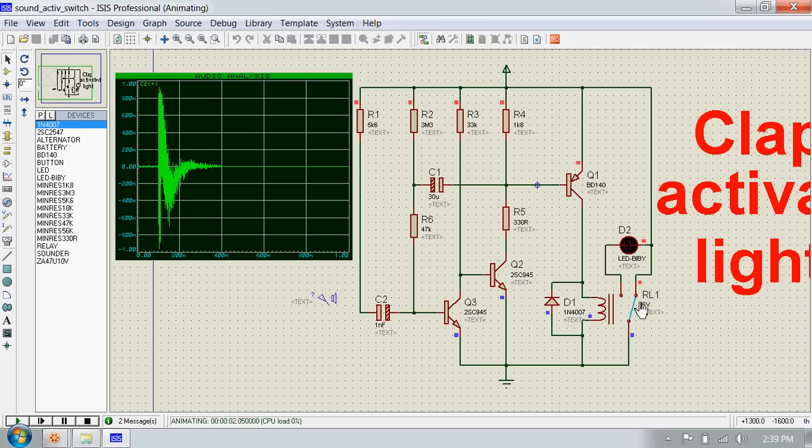Now you can see here the position of this relay switch is on the right side. That means the current cannot pass through this LED, so this LED is off. When this LED turns on, the position of this relay switch will be on the left side. At this time it's on the right side because there's no sound, so this is off. If we supply the audio signal again, this will turn on.